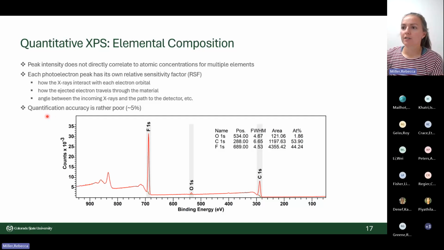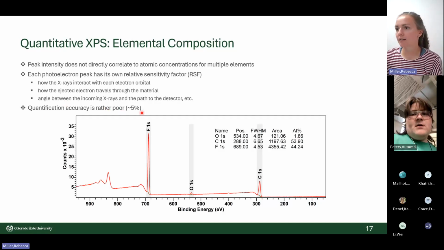Keep in mind quantification accuracy can be rather poor for XPS.